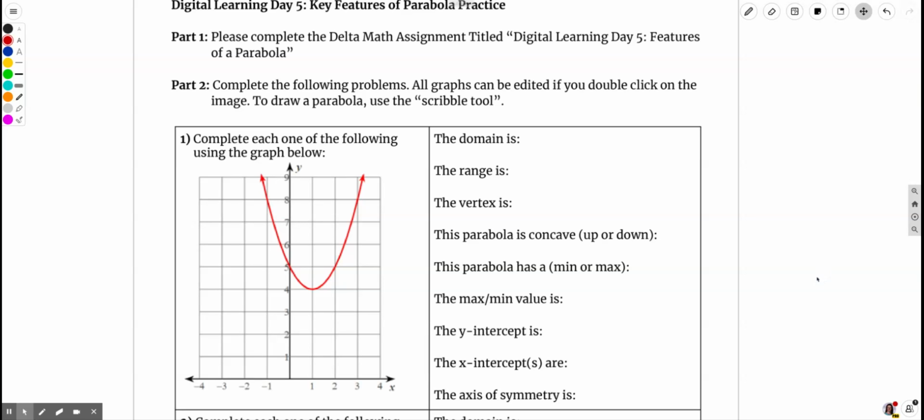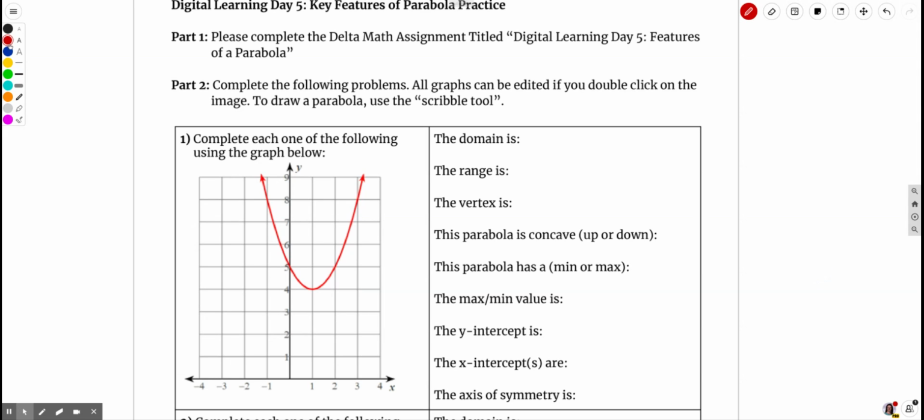In this video, I'm going to go over the answers to one of our homeworks on Digital Day 5, where we had to use key features of parabolas. So the first thing I'm going to look at is a parabola that is graphed for us, and we have to answer different questions regarding the domain and range and the vertex.